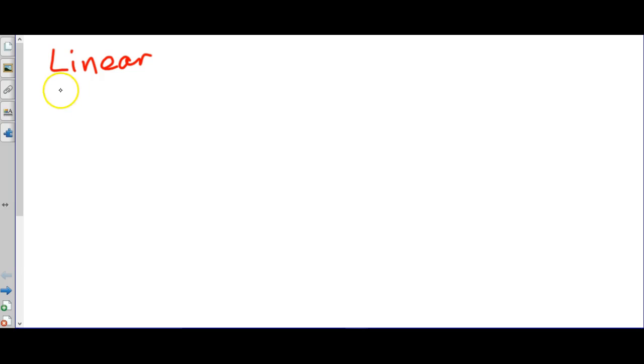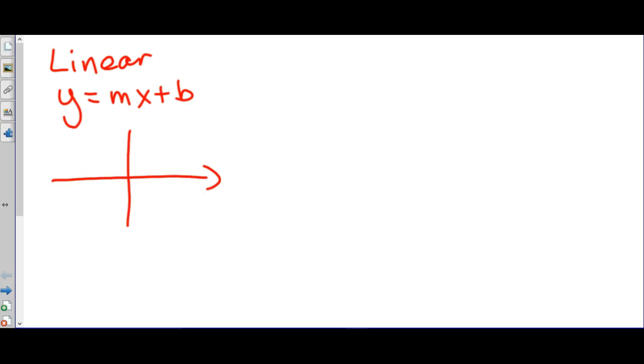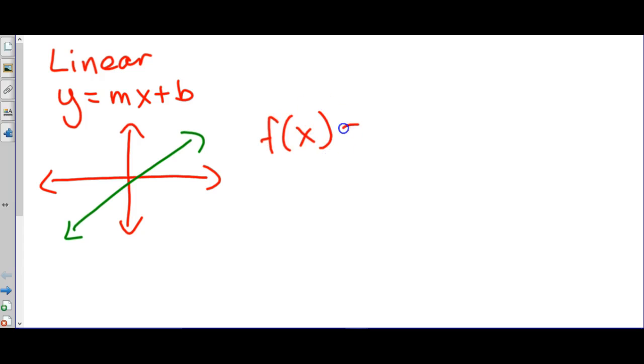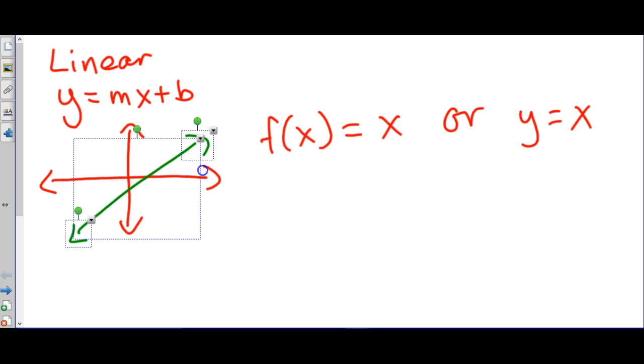They start with linear functions. A linear function has the equation y equals mx plus b. The graph will be a straight line. It has something called the parent function. That's the most basic line you can have, f of x equals x, or sometimes they write it as y equals x. It can be written both ways.